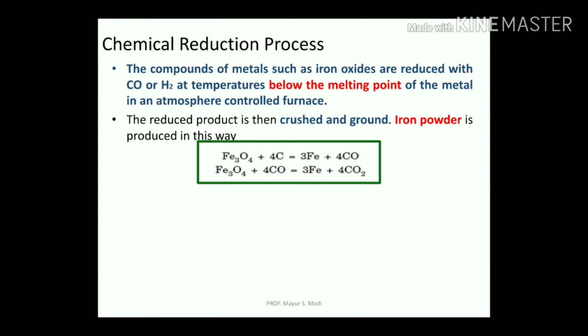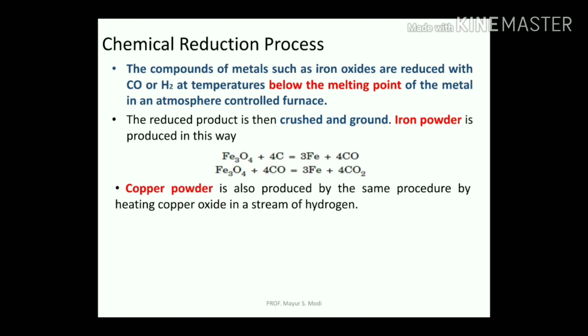So let's see some of the chemical reactions. Fe3O4 plus 4 carbon equals 3Fe plus 4 carbon monoxide. Further it will be reduced: Fe3O4 plus 4CO equals 3Fe plus 4CO2. Copper powder is also produced by the same procedure by heating the copper oxide in a stream of hydrogen. So copper oxide reacts with the hydrogen: Cu2O plus H2 converts into 2Cu plus H2O.